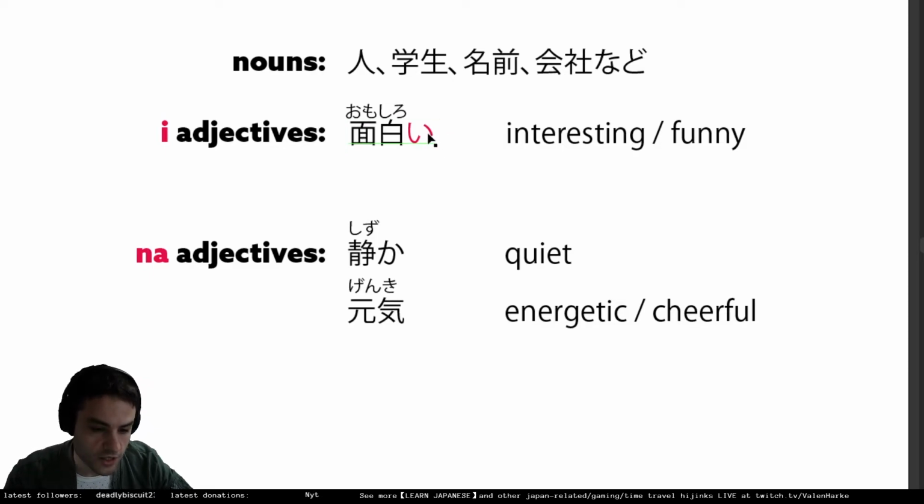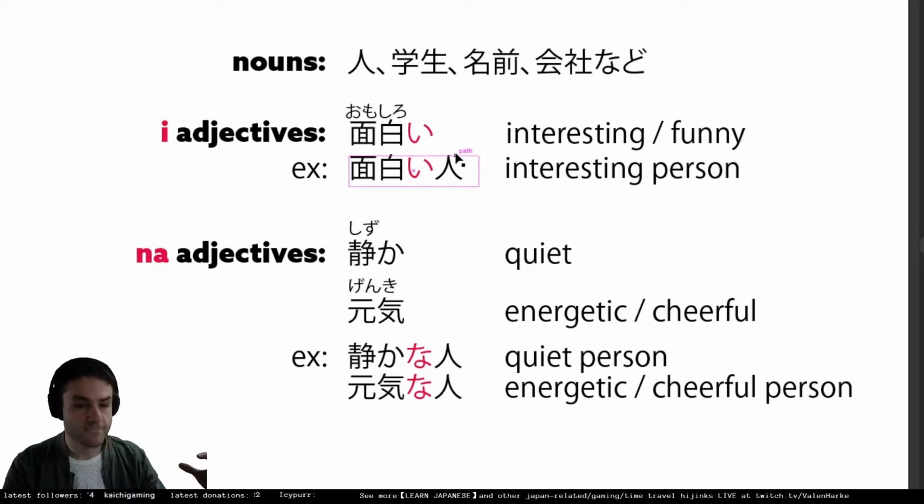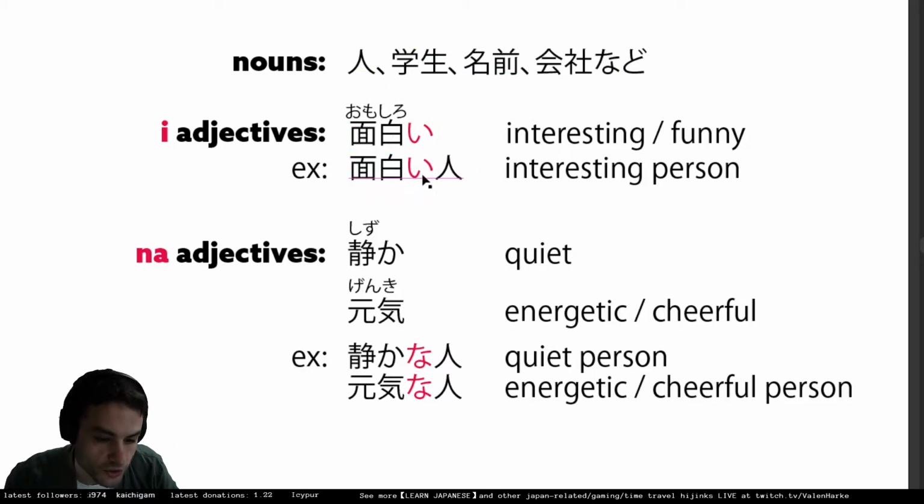And you can attach it to a word to say, for example, omoshiroi hito. Okay, let's throw on the examples real quick. Example, omoshiroi hito. Interesting person. That's it. You've got your noun, you've got your i-adjective, and you just, boom, throw them together, and you've done it. You've got omoshiroi hito, right?